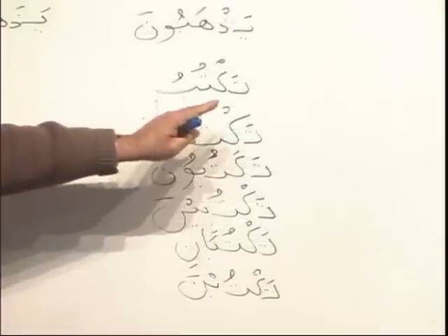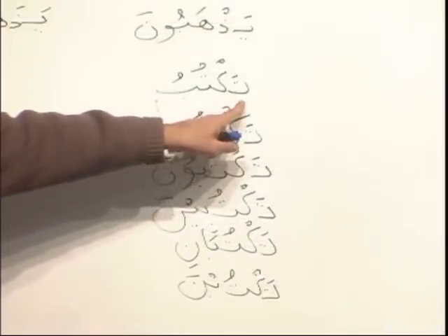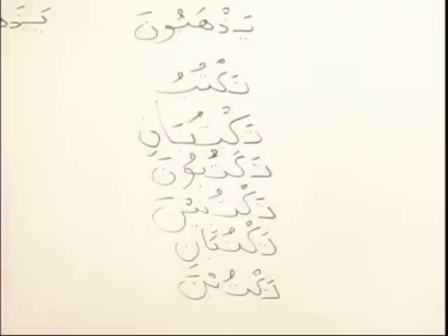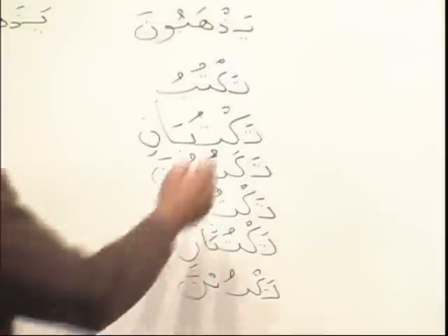Now, how do you make Amar? Look at the verb. What do you see in the verb? What is this ta? Alamatu Mudari'a. That is the sign of Mudari'a. Are you with me? Now we make Amar. So do we need the sign of Mudari'a? No, we don't need it, because if Ta is there, then that is only Mudari'a. So I remove this.